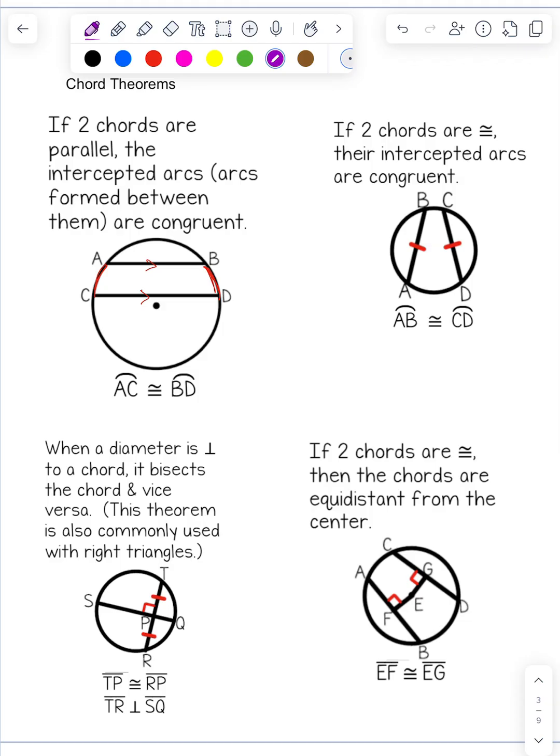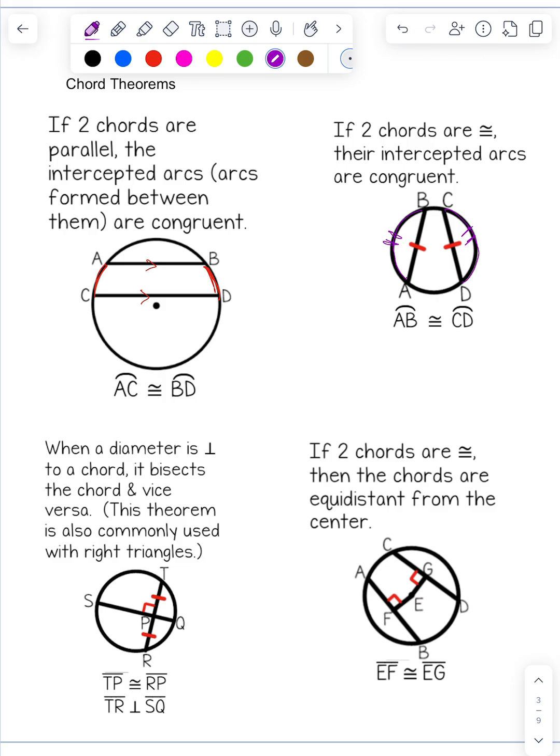If two chords are congruent, their intercepted arcs are congruent. So in the diagram, notice how chords AB and DC are congruent to each other. So then that means the arcs that each chord is touching will be congruent to each other. They will have the same measure.